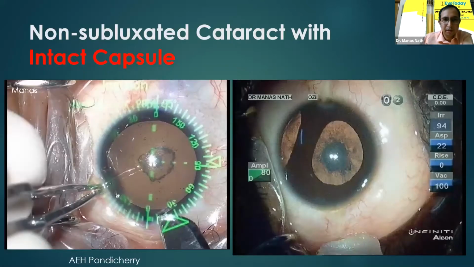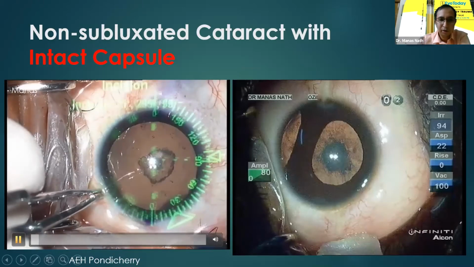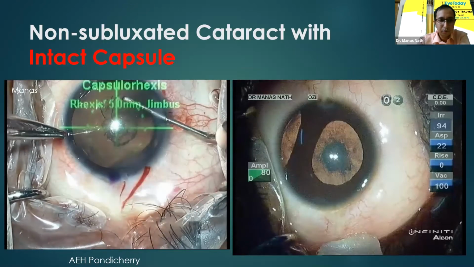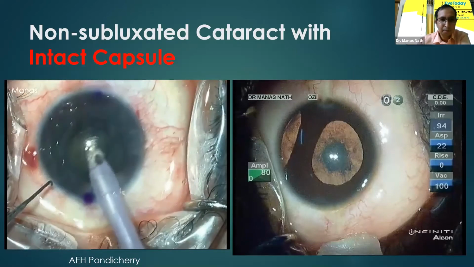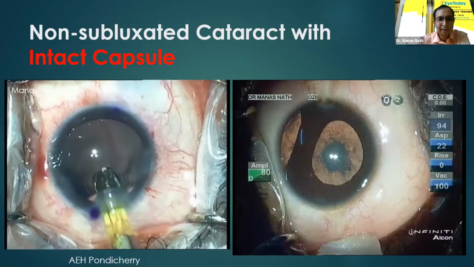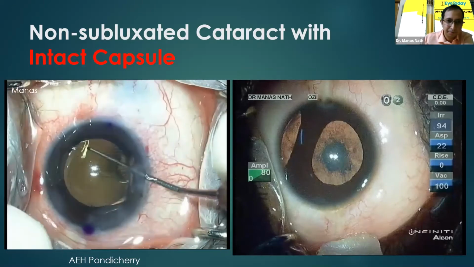We'll see some of the cases here. These two cases are non-subluxated traumatic cataract with intact anterior and posterior capsule. The video on the left side here, I'm operating under Verion, which projects the overlays on the surgeon's oculars and guides us to plan our incision, capsulorhexis, and even placement of a toric IOL. So I'm playing this video just to emphasize that even premium lenses like toric IOLs can be planned in traumatic cataracts if there is no gross subluxation.